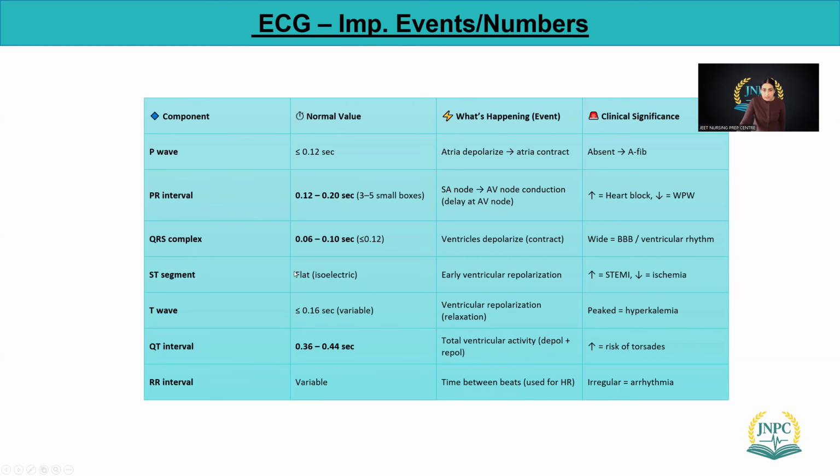Okay, so these are the major events that are happening. P wave. Look at that time frame.